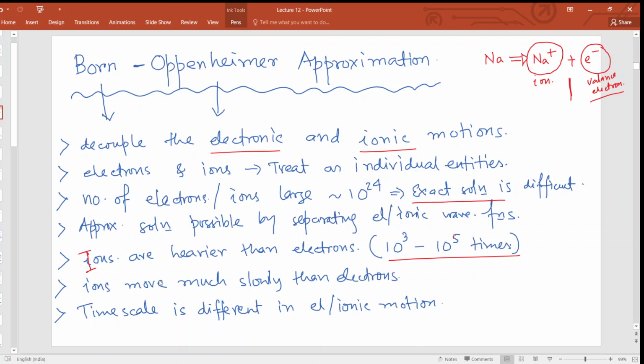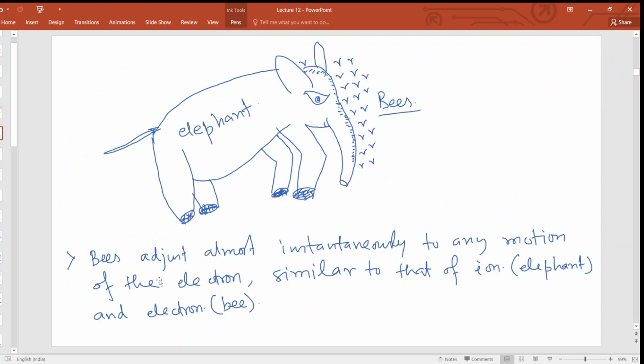Now, since the electrons are much lighter compared to the ions, we have assumed that the relative motion of the electrons with respect to the ion does not change. Or let's say, from a third frame of reference, it will not show any measurable change.